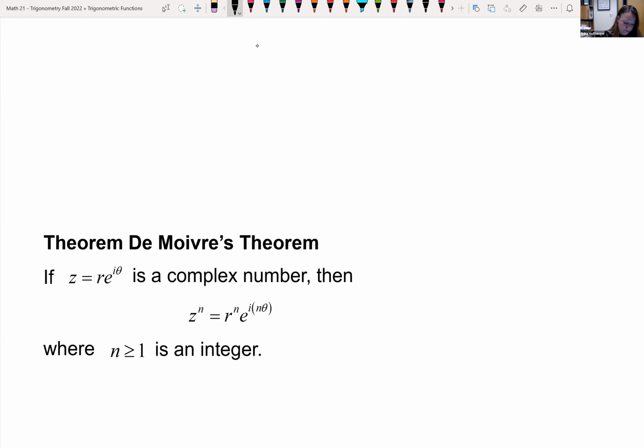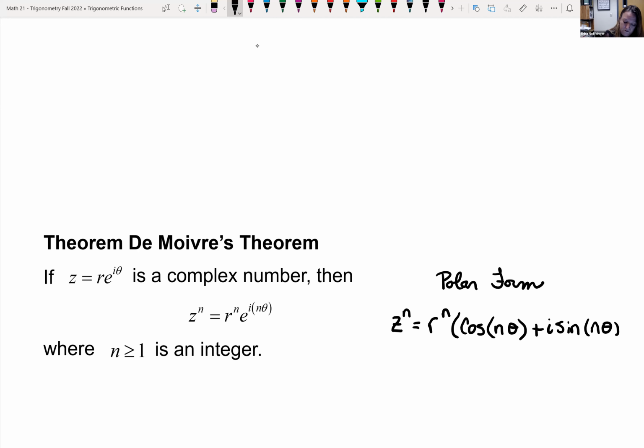In polar form, de Moivre's theorem says that z raised to the nth power is equal to r raised to the nth power of the quantity cosine of n times theta plus I sine of n times theta. Again, n is greater than or equal to 1.